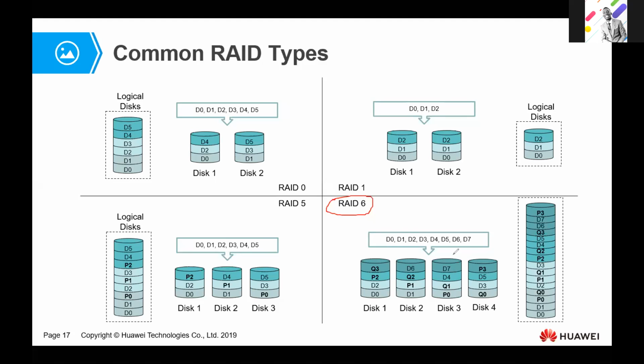So let us look at RAID 6. RAID 6 mode is designed to further enhance data protection. So compared with RAID 5, RAID 6 has an independent parity block.